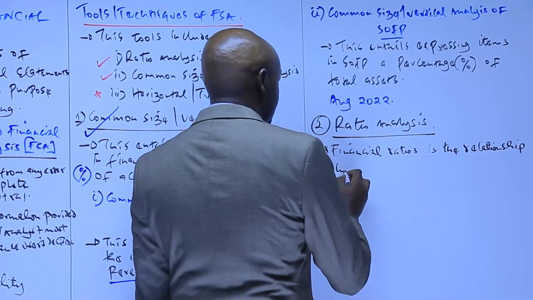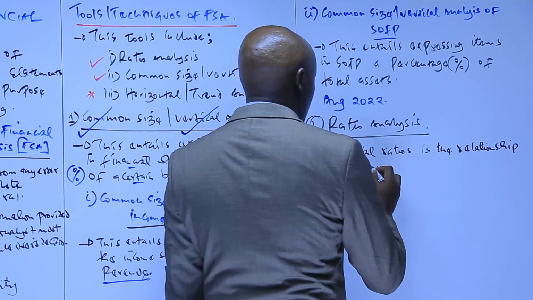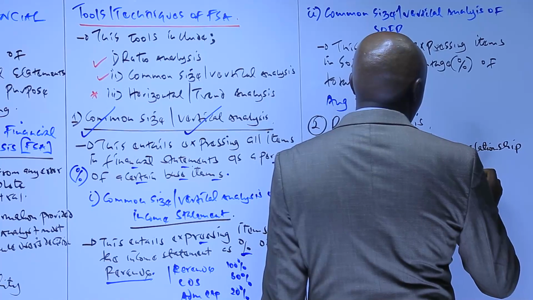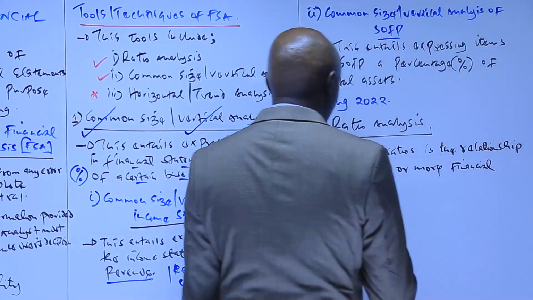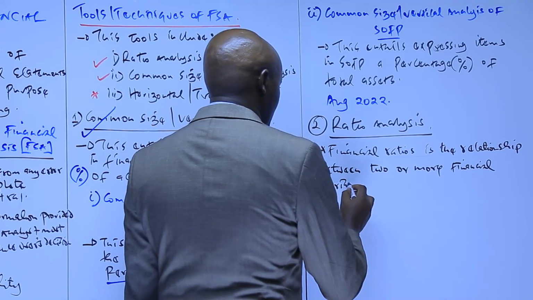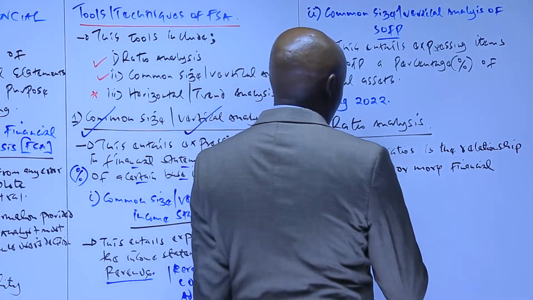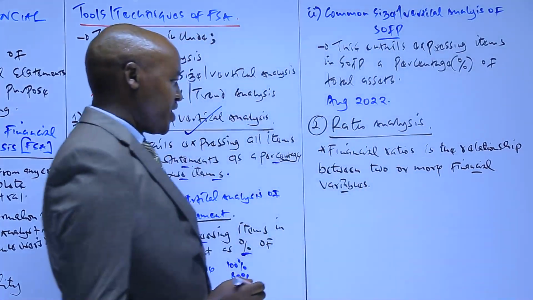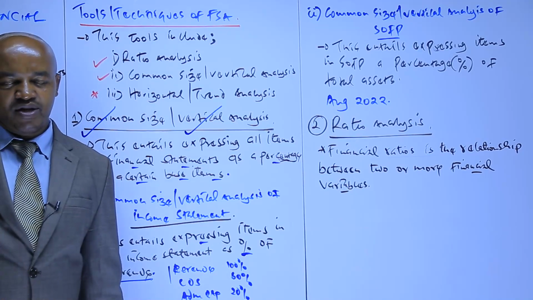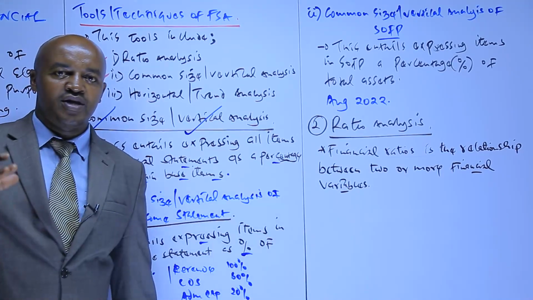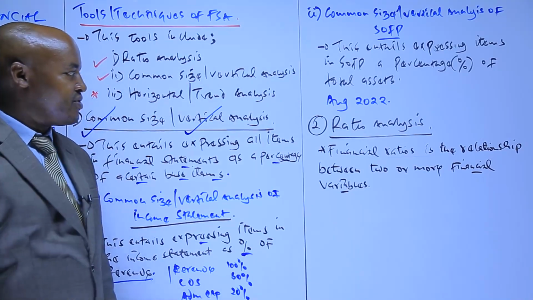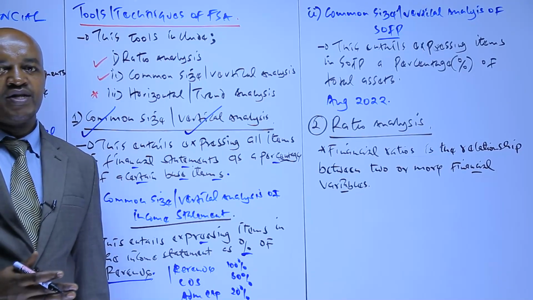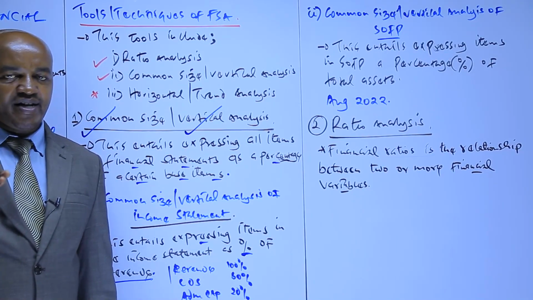between two or more financial variables. Financial variables are those items which are included in the income statement, items of revenue, expenses, asset, liabilities, or equity. Now, we have various ways in which these particular ratios may be used by various users.